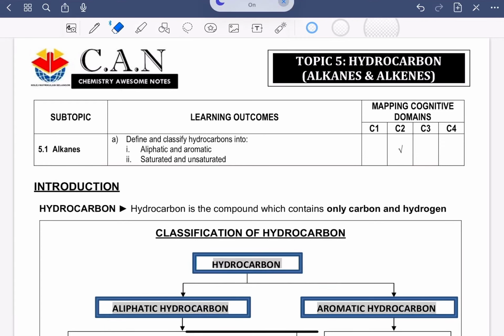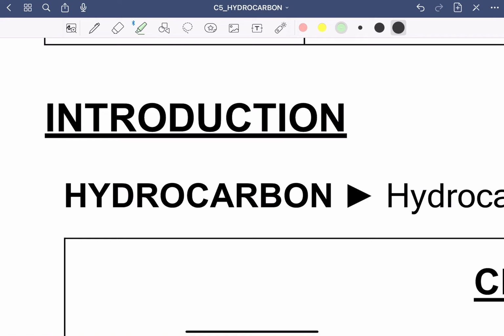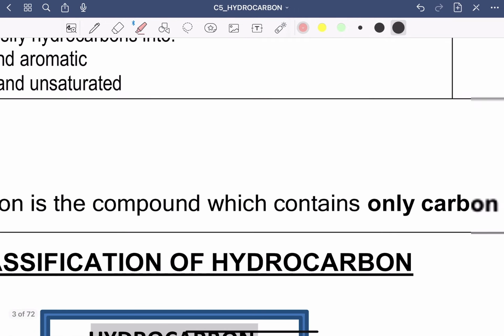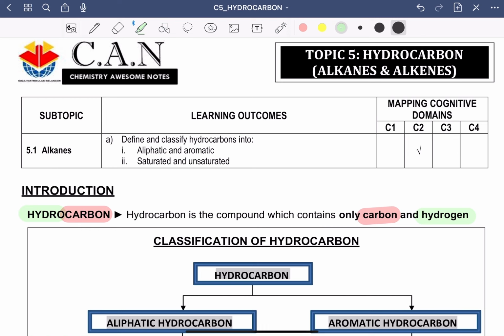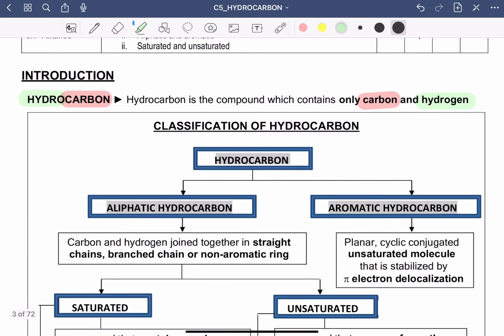Everyone. In this video, I'm going to give some introductions about what is hydrocarbon. So this is going to be a simple video only. When we talk about hydrocarbon, it comes from two words, which is hydro and carbon, which means a compound which contains only carbon and hydrogen. So, hydrocarbon. Now, if you have O, it's not hydrocarbon.